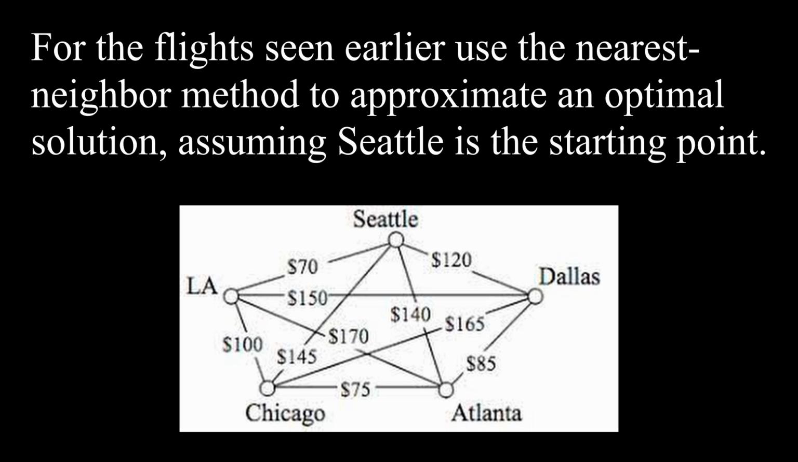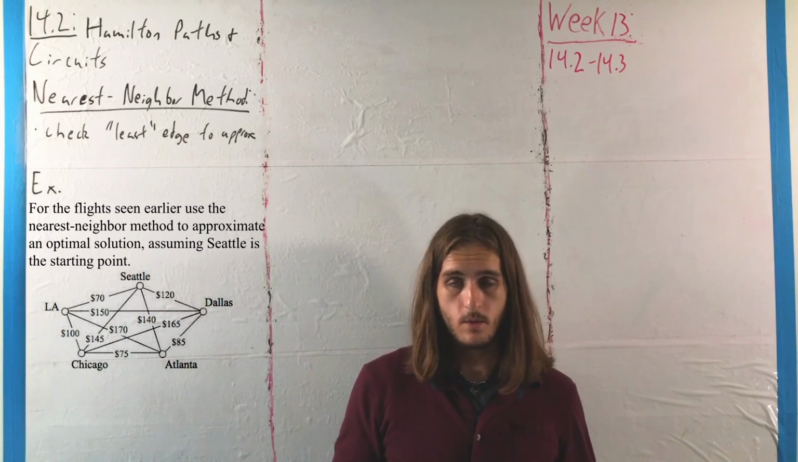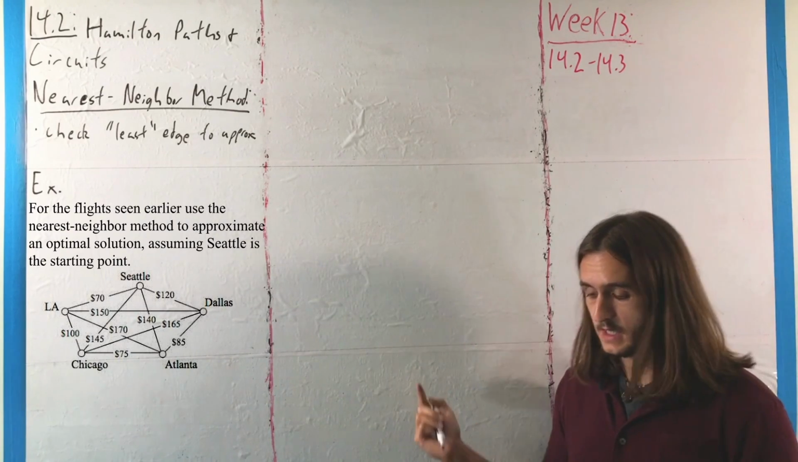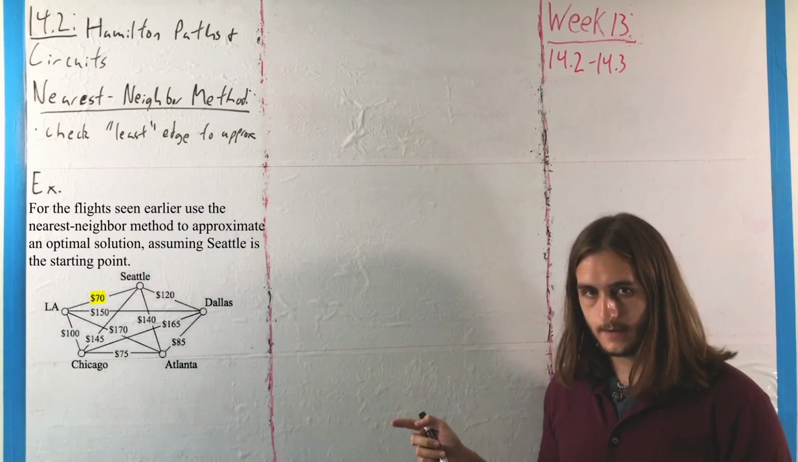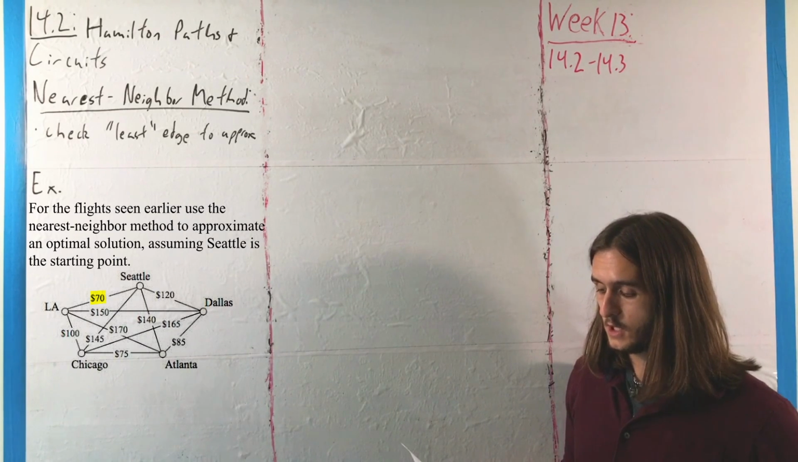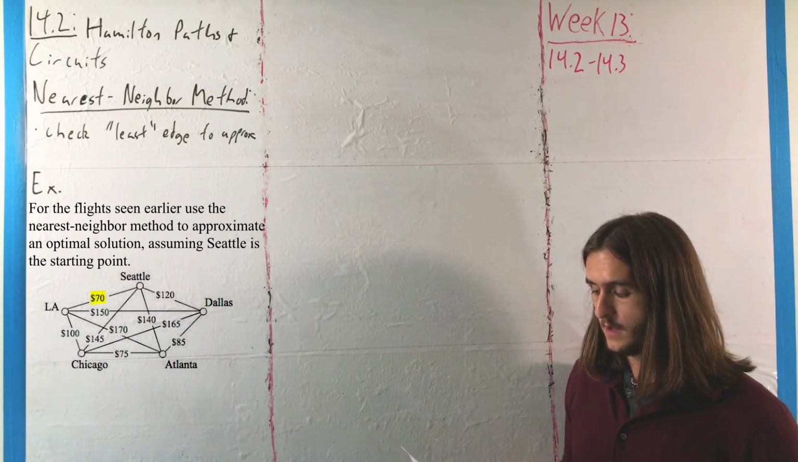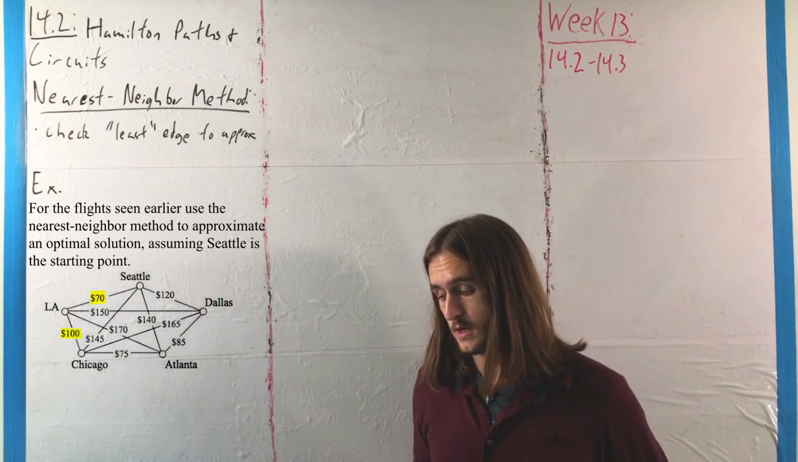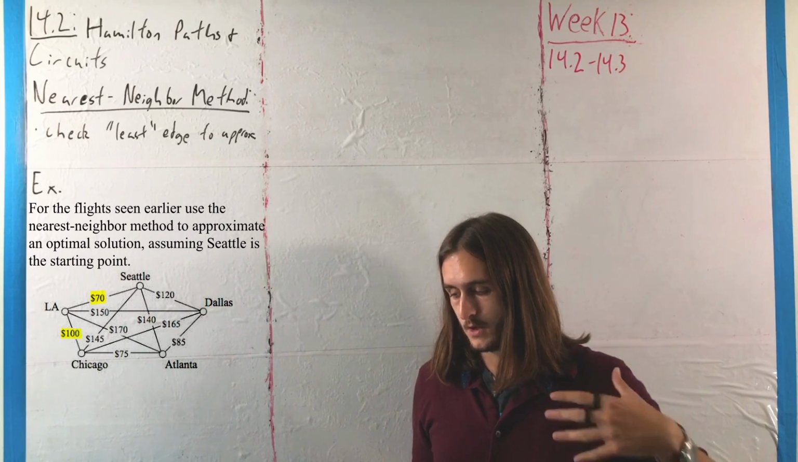So for the flights seen earlier, we're going to use the nearest neighbor method to approximate an optimal solution, assuming Seattle is the starting point. So from Seattle, we would go to LA as our cheapest option, because our options are LA for $70, Chicago for $145, Atlanta for $140, or Dallas for $120, so we're going to go to LA. Then at LA, the cheapest option that is not going directly back to Seattle is going to Chicago for $100. Then at Chicago, we don't want to go to LA or Seattle.